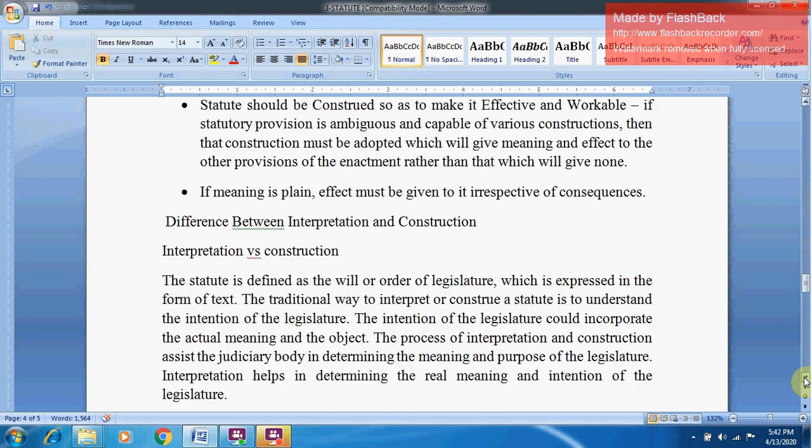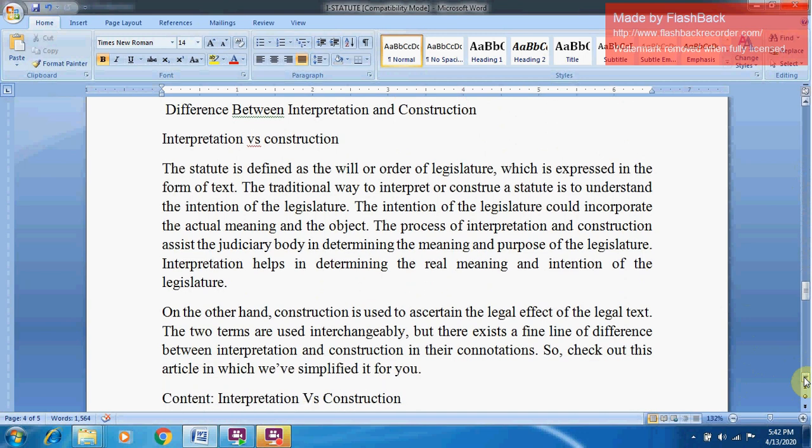Now let us see the difference between interpretation and construction. Sometimes we use interpretation and construction as synonyms, but there is a distinction between them, and here we will see the distinction.